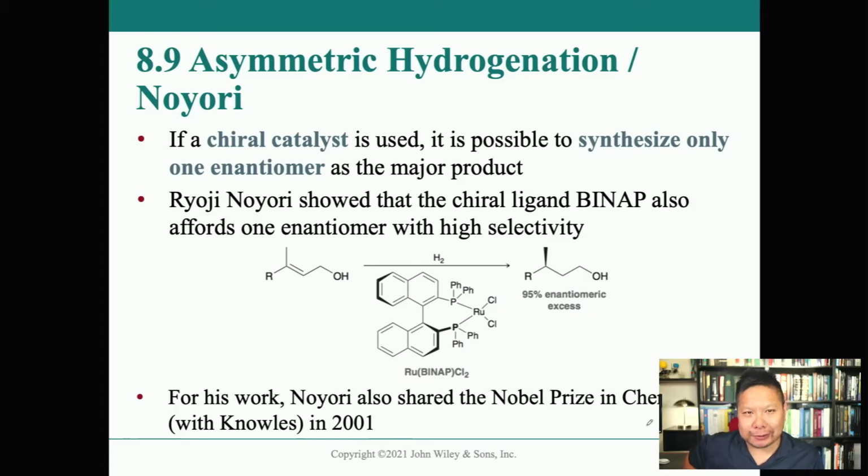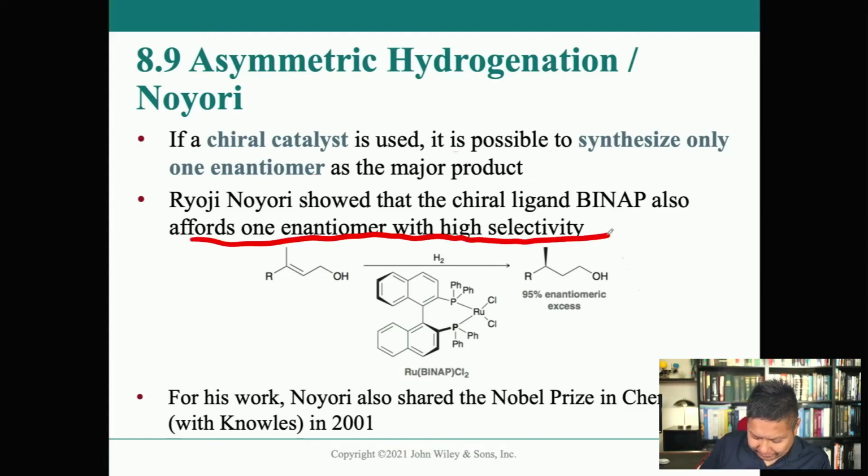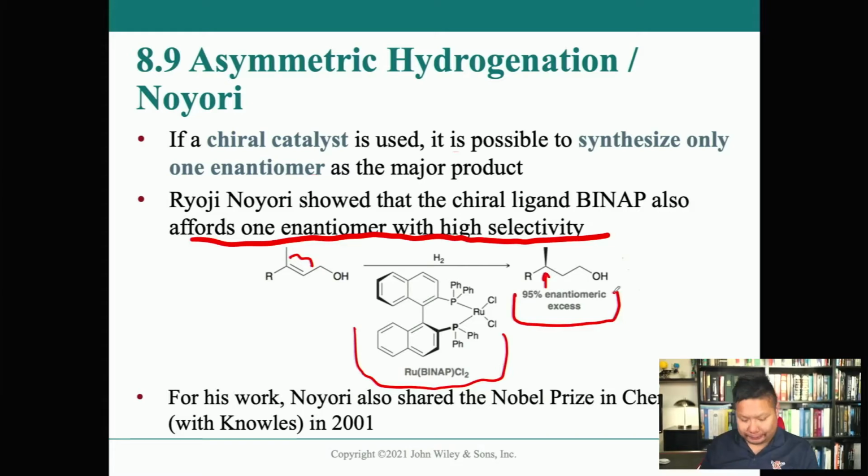Anyway, he showed that the chiral ligand BINAP also affords one enantiomer with high selectivity. Notice here, this is BINAP. We saw this in a previous lecture, and we saw that it was chiral based on an asymmetric axis. Remember that from a little while back? I think it was in the stereochemistry lecture. Things come back to get you, right? Anyway, he was able to hydrogenate this double bond right here, giving you this enantiomer in 95% enantiomeric excess. Wow, so that was pretty efficient.